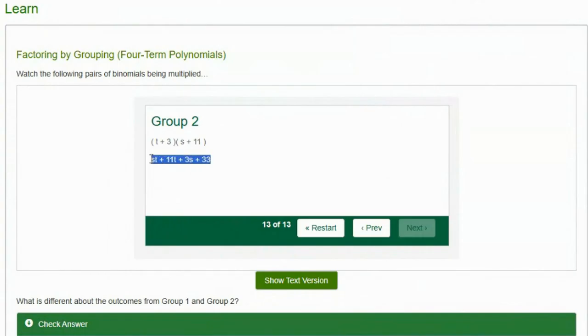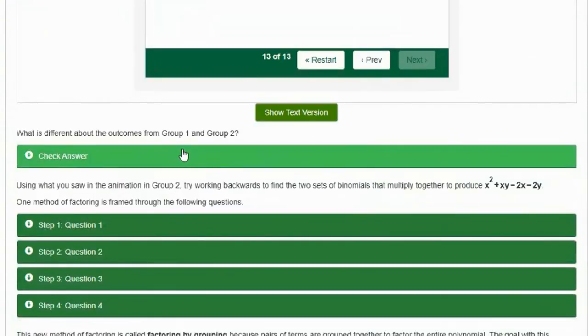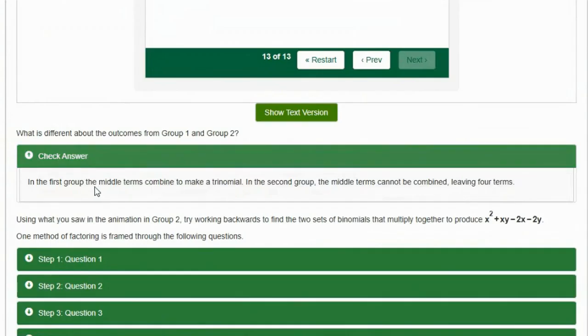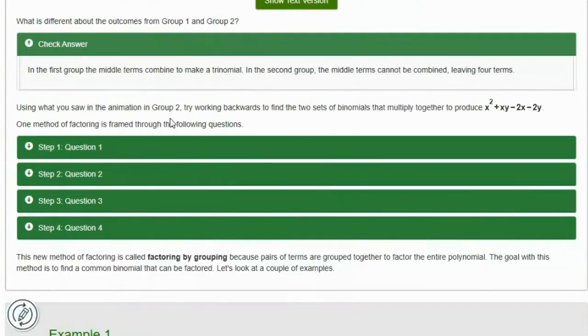But if I gave you this first, you'd probably think that's not factorable, but obviously it is, because there's the 2 factors that we use to create it. So what's different about the outcomes from group 1 and group 2? Well, the first group, the middle terms combined. In the second group, they could not be combined, so it left a 4-term polynomial. So we're going to use what we saw in the animation to try working backwards to find the two sets of binomials that would multiply together to be this. Oh, that's a good one. So let me write this down.